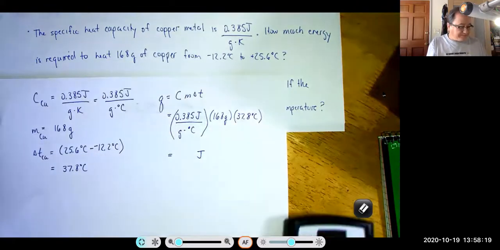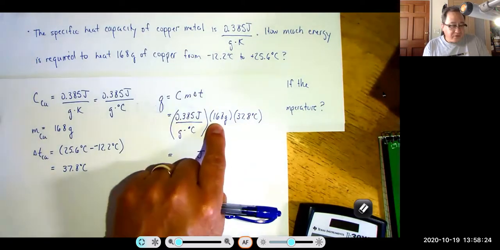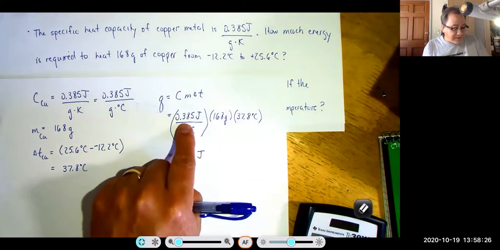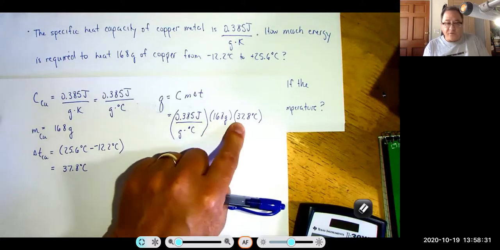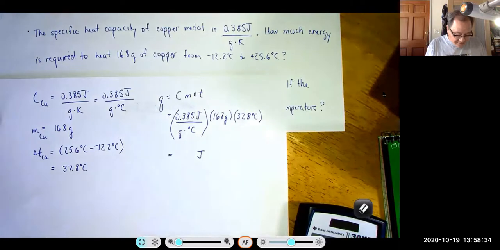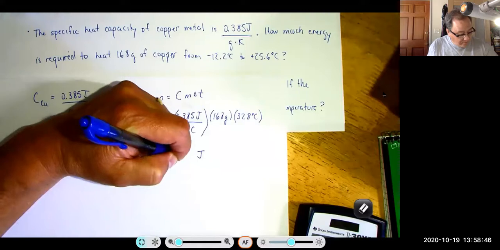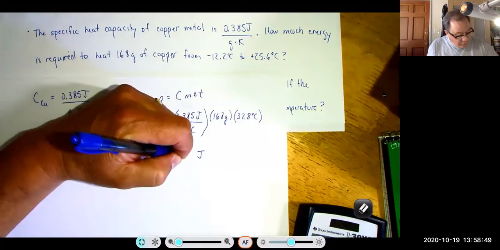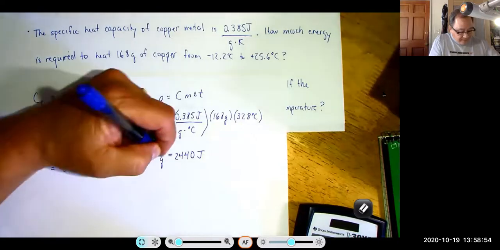And let's see what we get. Looks like it's going to be a pretty big number because this is about a fourth of that. So, excuse me, 40% of that. So 40% of that has got to be around 70. And then 70 times 40 makes it like 2,800 or something like that. So 37.8 times 168 times 0.385, and we get 2,440 joules. Three significant figures. And there's your answer.